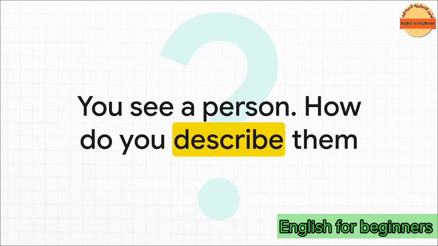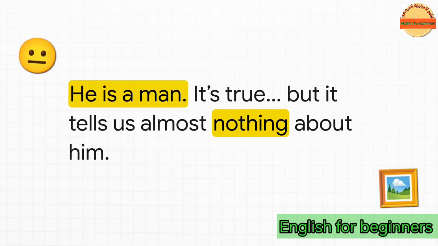Okay, so let's start with a little challenge. Imagine this. You see someone across the street, and you need to describe them to a friend on the phone. What's the very first thing that comes to your mind? How do you describe them? A lot of us, probably most of us, would start with something simple. Something like, he is a man. I mean, it's accurate, right? It's a fact, but it's also really boring. It gives your friend almost nothing to go on. The picture in their head is, well, a completely blank canvas.